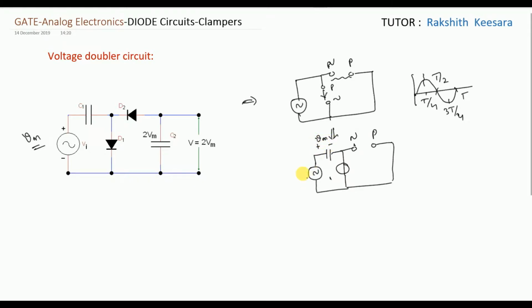But what about the input voltage? The input voltage is decreasing. So Vinput minus Vm. The capacitor voltage remains at Vm because there is no path for discharge, but Vinput will decrease. If you observe this waveform, it is the capacitor voltage, but Vinput is decreasing. So what is Vinput minus Vm? It will be negative. So if you see here, negative is applied to the N type. So now this diode will become forward biased. This one is reverse biased, and this diode becomes forward biased.